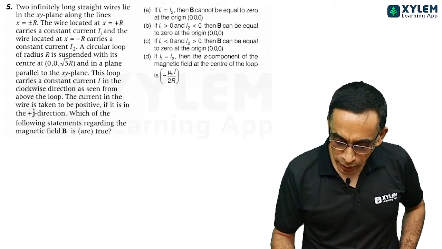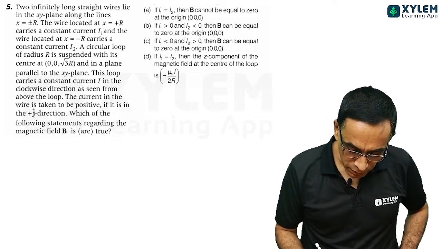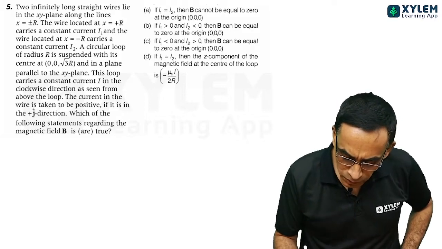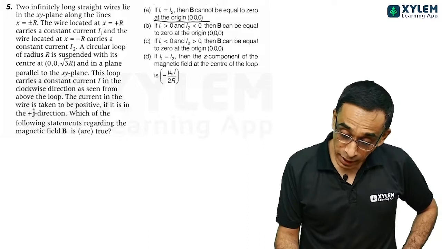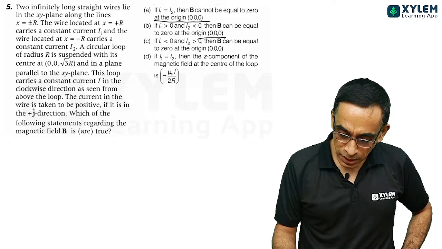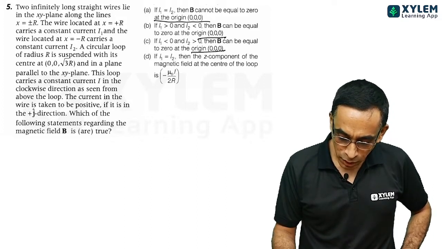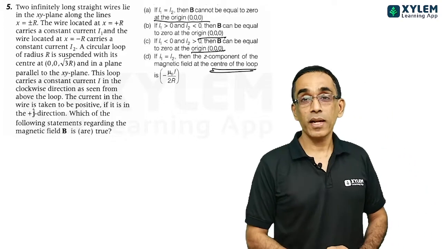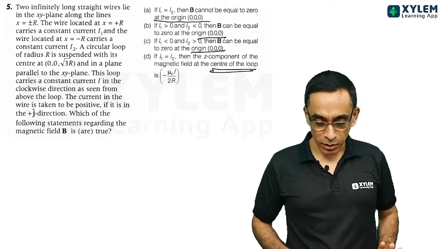If I1 equal to I2, then B cannot be 0. What is this B? It is the magnetic field B at the origin. It is mentioned in the option itself: at the origin. If I1 greater than 0, I2 less than 0, B can be equal to 0 at the origin. And if I1 less than 0, I2 greater than 0, B can be equal to 0 at the origin. If I1 equal to I2, then the z component of the magnetic field at the center of the loop is... So the first three options are about the field at the origin, and the last option is about the field at the center of the loop.